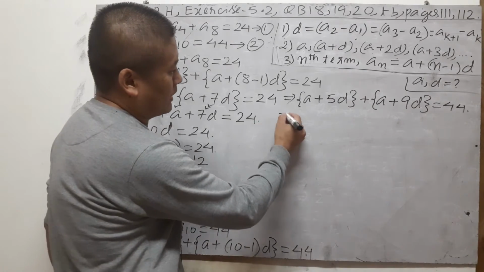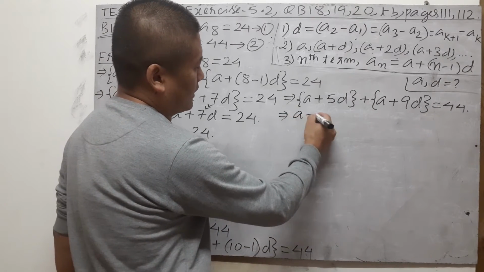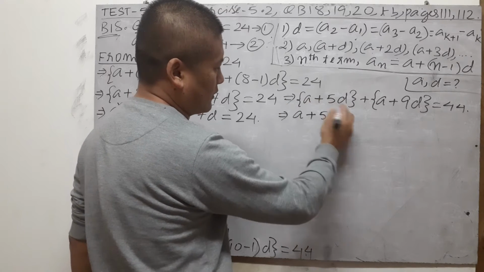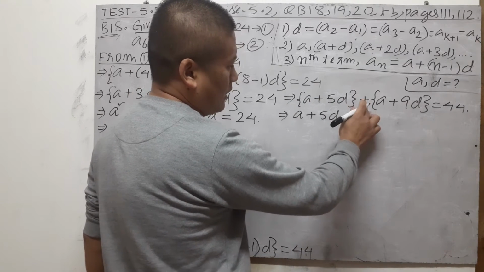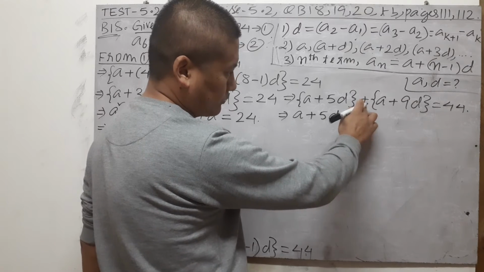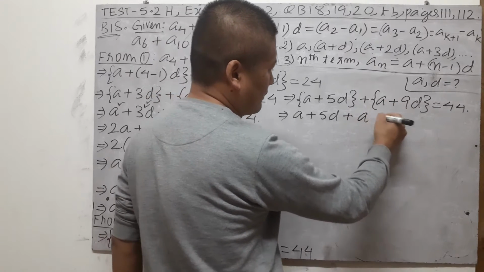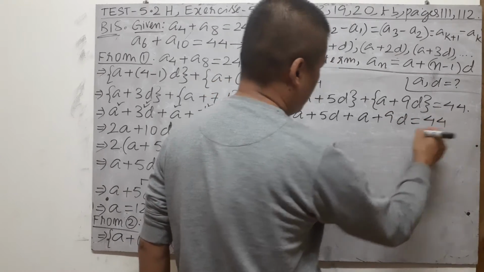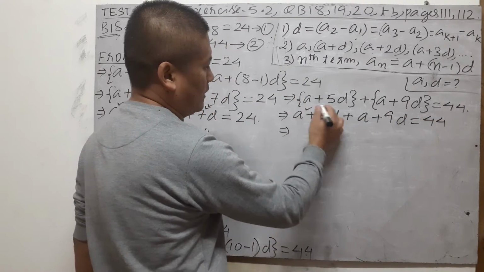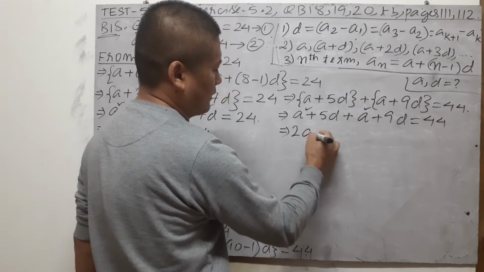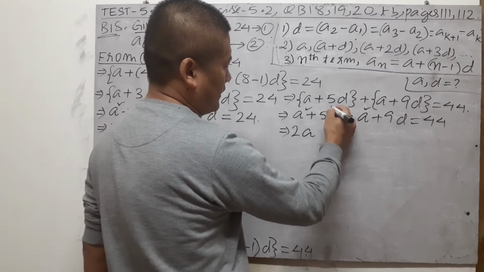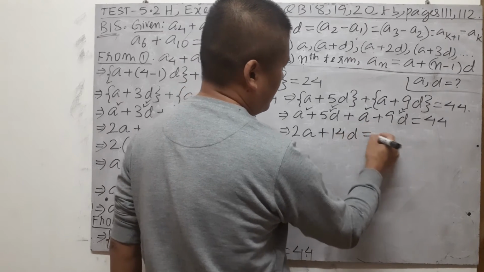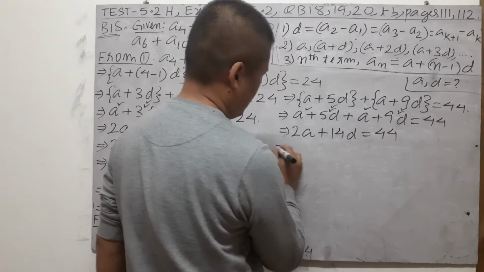So that implies here, remove the bracket: a plus 5d, plus outside, so same will be inside after removal of bracket also. Here also plus outside. So after removal of bracket, same thing, plus a plus 9d equal to 44. And a plus a is 2a. 5d plus 9d is plus 14d is equal to 44.